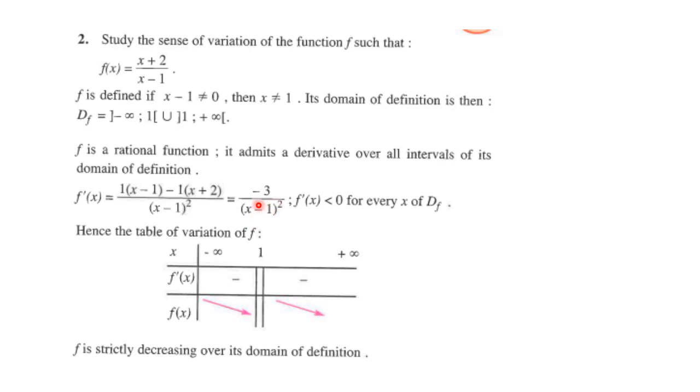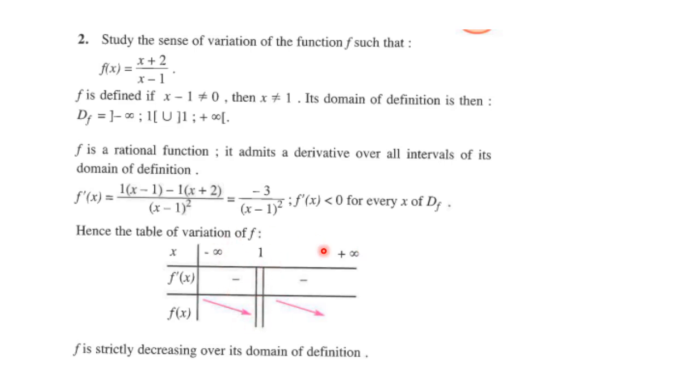But you know that x minus 1 squared is positive for every x. So the denominator is positive for every x, and the numerator is only minus 3. So if you study the sign and put f prime of x equal to 0, you will never get a root. So what do we have? Minus 3 above, which is negative, and x minus 1 squared below, which is positive for every x. So the sign of the derivative will be negative for every x.